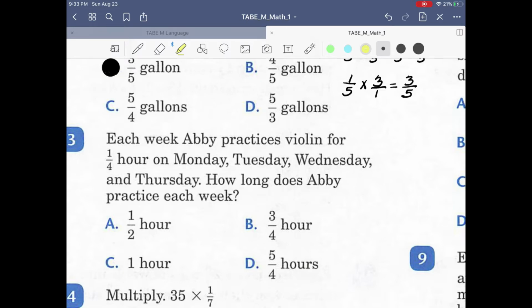Number 3. Each week, Abby practices violin for a 4th of an hour on Monday, Tuesday, Wednesday, and Thursday. How long does Abby practice each week? Well, we are building up, and so you could add if you wanted, but I'm going to say 1/4 of an hour. How many days? 4 days. So put your 1 under there. 4 times 1 is 4, 4 times 1 is 4, and that is equal to 1 whole hour, and that is C.